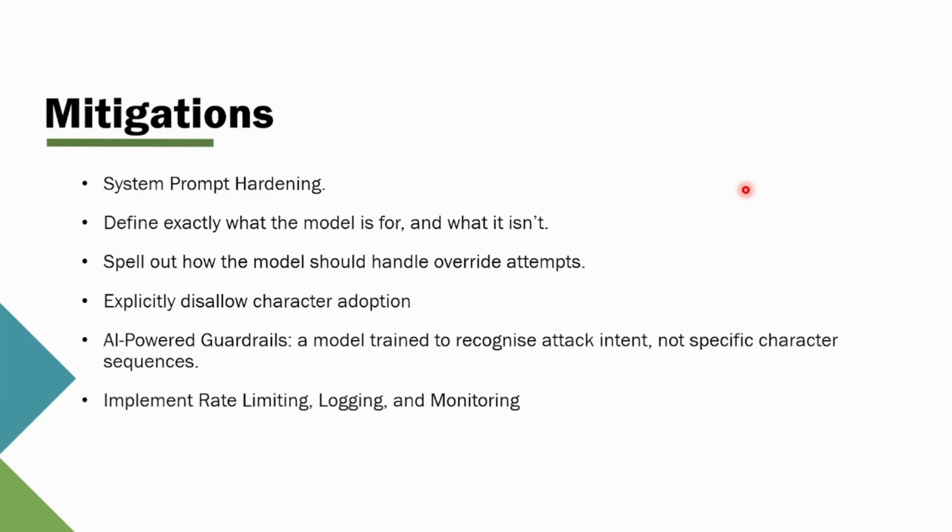Another thing you can implement is AI-powered guardrails. Now, guardrails are a model trained to recognize attack intent, not specific character sequences. In the previous section, where I discussed common techniques for prompt injection, I told you how keyword-based filtering will not always help you prevent prompt injection. So instead you can use models which recognize the attacker's intent, not just the character sequence that the attacker is sending. Then the last one is to implement rate limiting, logging and monitoring.